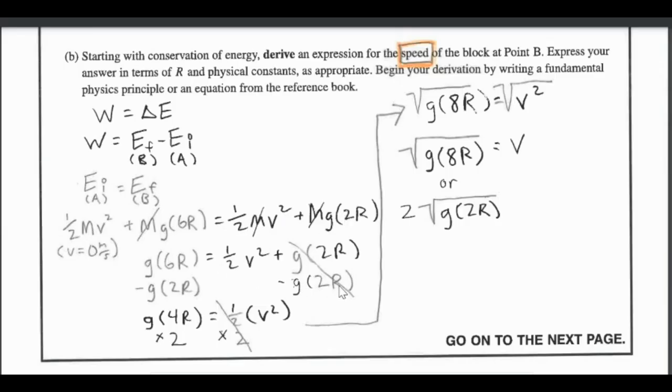So all I did is subtract g times 2r from both sides, which after I subtracted g2r from g6r, I got g4r equals 1/2 v squared. So I multiplied both sides by 2, brought it up here, square rooted it, and then I got a final answer of square root of g times 8r. And then if you wanted to pull out the 2 in front, you could do that. I would guess that it wouldn't matter anyways.